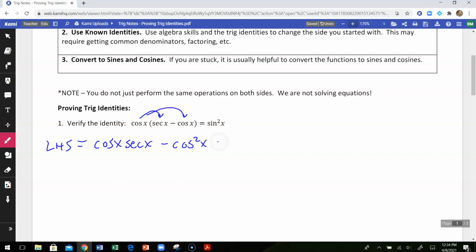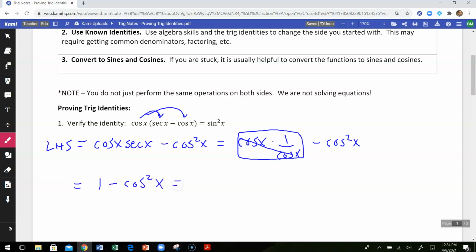The next thing I would do is change secant. I got a little bit ahead of myself. Change secant to 1 over cosine, right? Secant is the reciprocal of cosine, so I'm going to change that to 1 over cosine. And then if I were to multiply cosine by 1 over cosine, those cosines are going to cancel, and I'm just going to get 1. So this is going to equal 1 minus cosine squared x.